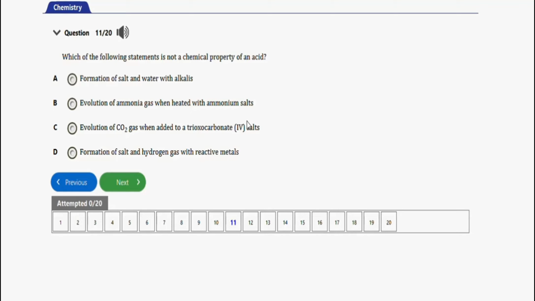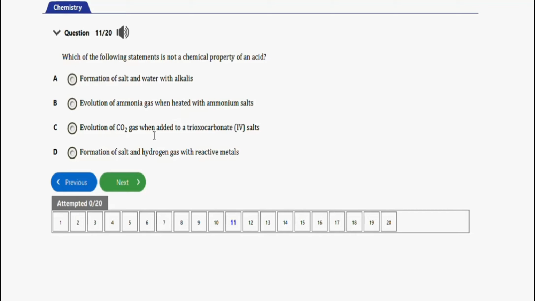It says which of the following statements is not a chemical property of an acid? Formation of salt and water with alkalis. Yes. Evolution of ammonia gas when heated with ammonium salts. Okay. Evolution of carbon(IV) oxide gas when added to trioxocarbonate(IV) salt. Yes. Formation of salt and hydrogen gas with reactive metals. Yes. So the right option that is not a chemical property is option B, evolution of ammonia gas when heated with ammonium salts. Okay, so this is not a chemical property of an acid.